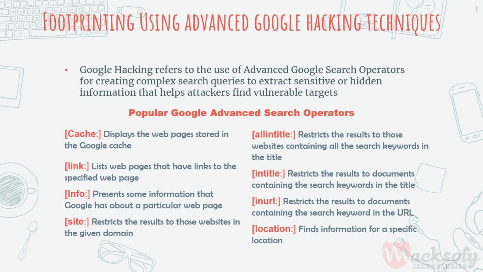Some of the more popular examples are finding specific versions of vulnerable web applications. Some of the most popular Google advanced search operators are given here, but these are not the complete list. There are many more others available which you can see on the internet.